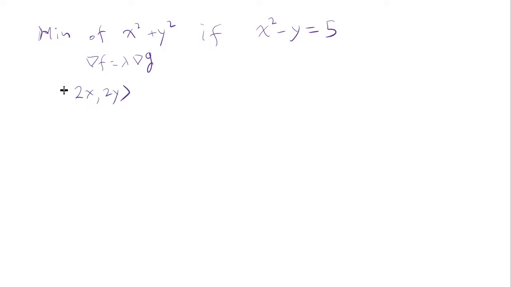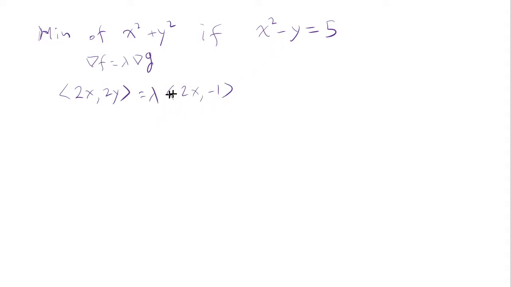Say you wanted the minimum of x squared plus y squared, where you're given that x squared minus y equals 5. Well, in this case, if you were to use Lagrange multipliers, it's the gradient of f equals lambda times the gradient of g. So you have 2x and 2y. And the gradient of g is 2x and then negative 1, and you can say one is the lambda of the other.